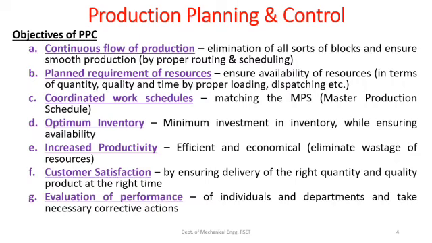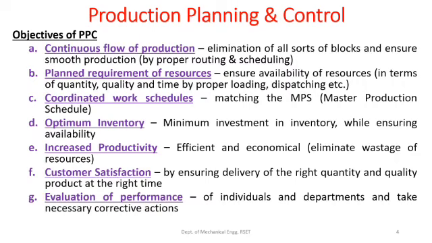So when a particular process is to be carried out on a particular machine by a particular person, if you carry out your routing, scheduling and loading activities properly, there will not be any delay in the production process. So this will lead to elimination of all sorts of blocks and ensure smooth production. So the first objective is to ensure continuous flow of production. That means non-interrupted flow of production, and this is done by proper production planning.